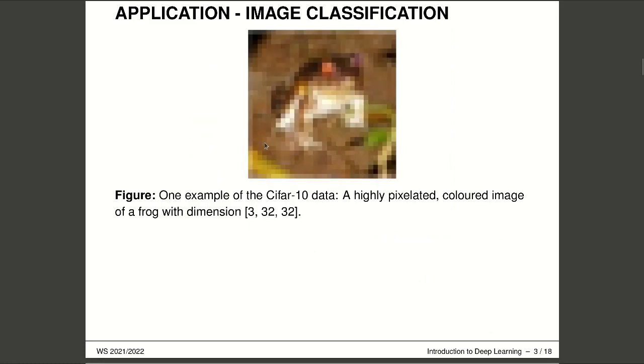As you can see, here is one example. Here is the class of the frog. The images are color images. Therefore, we have 3 input channels, and the images are of size 32 by 32.